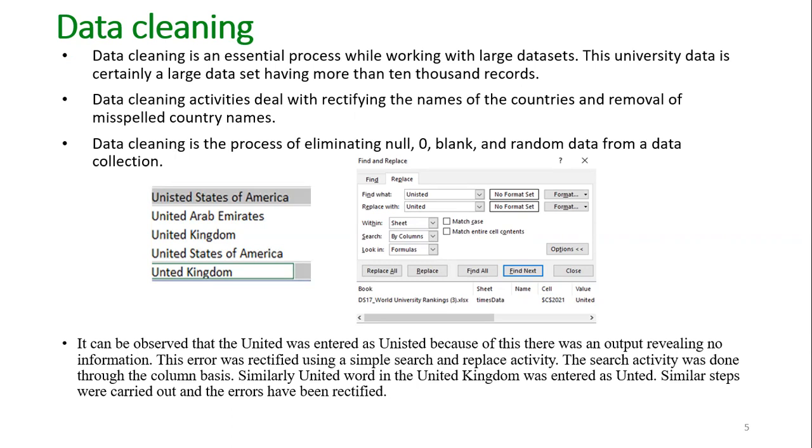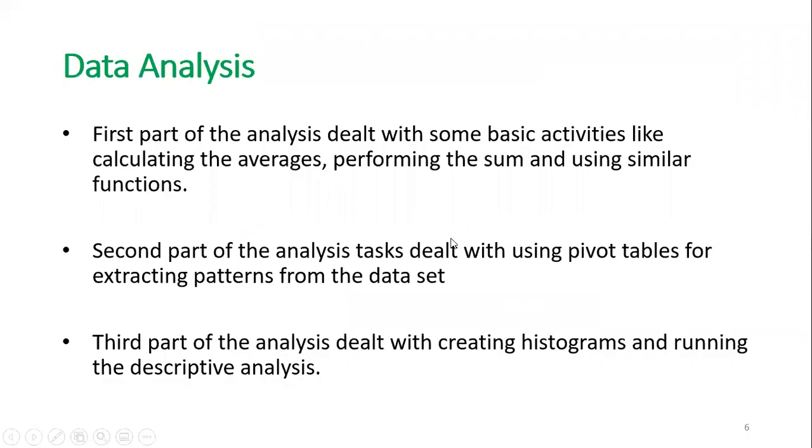You can observe one thing here: United States of America was entered as a UNC state. Because of this, there was an output revealing no information. This error was rectified using a simple search and replace activity over here. The search activity was done on a column basis. Similarly, here United Kingdom was also misspelled. Similar steps were carried out and the errors have been rectified over here.